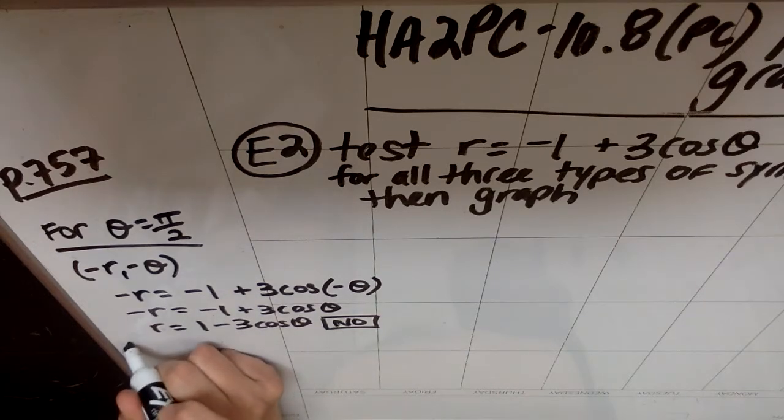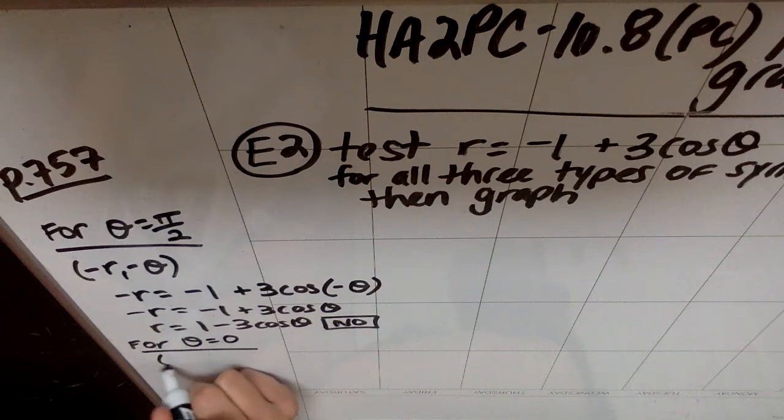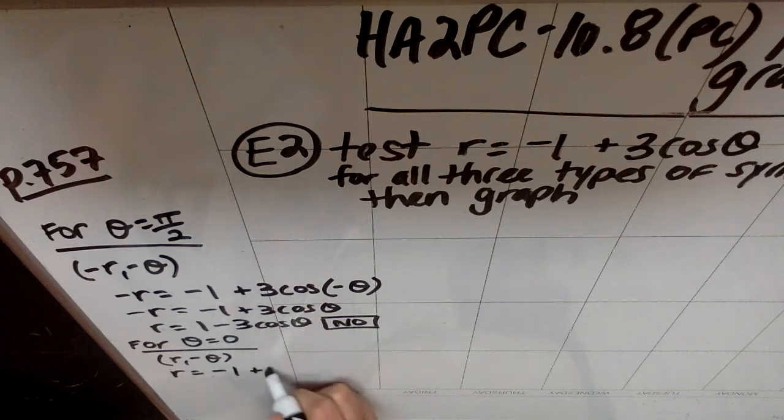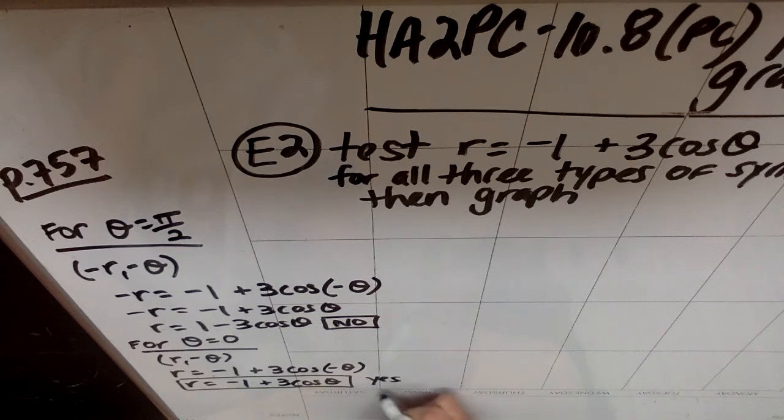Cool. If I test for theta equals 0, or the polar axis, then I'm going to plug in the point r comma negative theta. So I'm going to get r equals -1 plus 3 cosine of negative theta. Well, we already saw that 3 cosine of negative theta doesn't change anything. It just is still a 3 cosine of theta. So I get -1 plus 3 cosine theta, and that's a yes. So I do have symmetry about the polar axis the same way that I did in example 1.